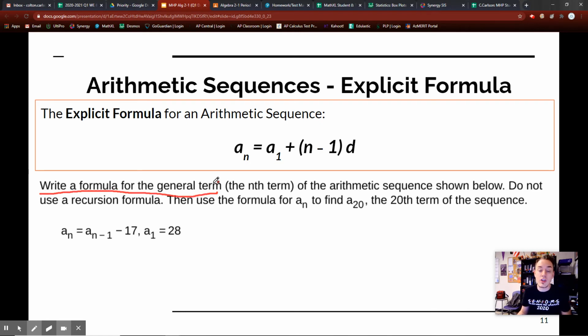Read. Write the formula for the general term. So this is the first thing we have to do. Number 1, we have to write the formula for the general term. And then do not use a recursion, but use the formula. I'm actually going to use a different color for this.